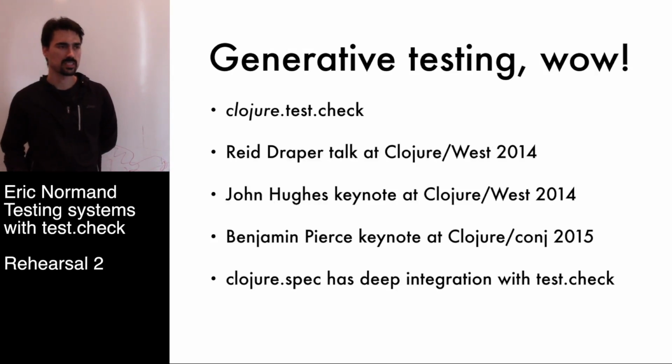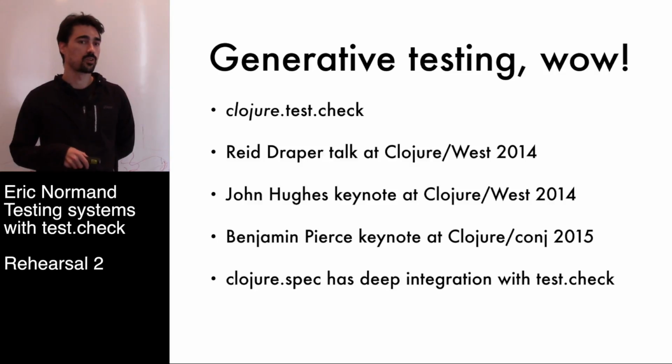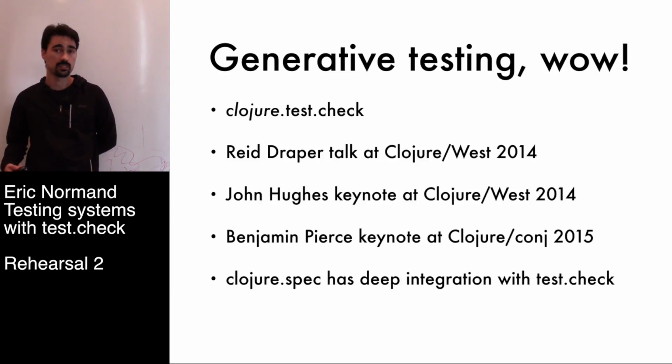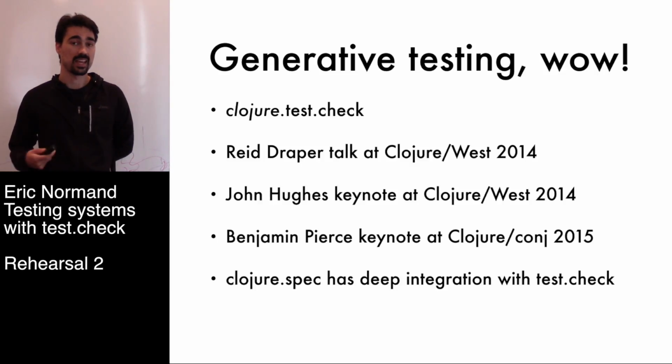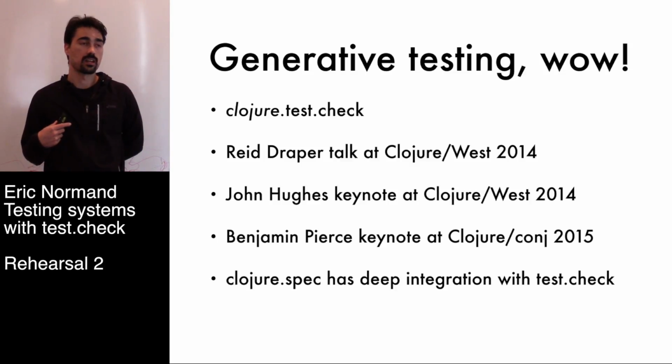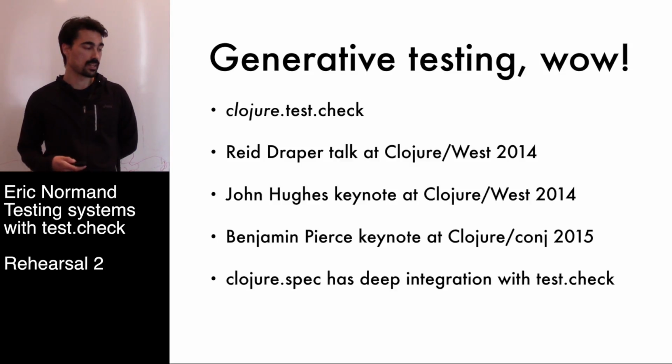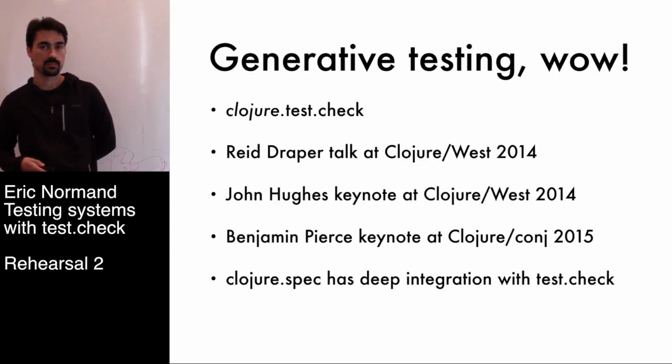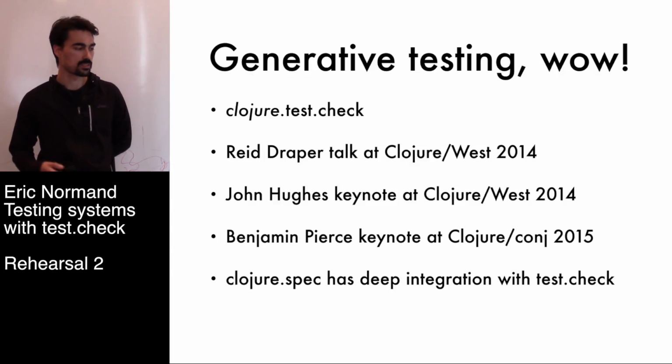So generative testing, also known as random testing or property-based testing, is something that has actually been in the Clojure community for a long time. I've been doing background research, and I found talks going all the way back to like 2010 about generative testing. I actually did generative testing with QuickCheck and Haskell back then, and I was very excited when it started happening in the Clojure world, like really started picking up.